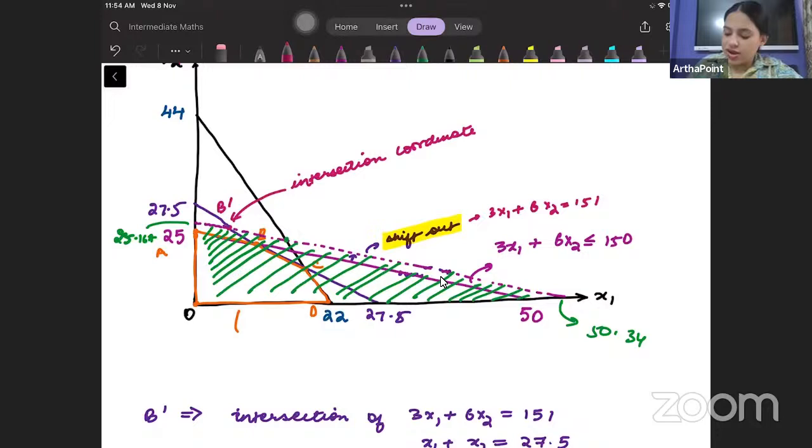Other curves also I had to shade towards the origin. The purple one is also shaded towards the origin. And if you see this sugar one, all three are shaded towards the origin. So beta, now if you see what is the common region, you will notice that the common region is this.